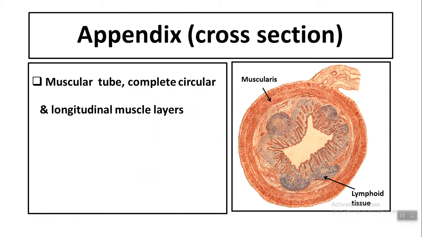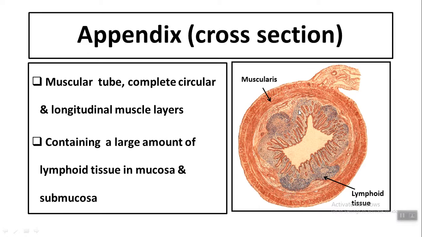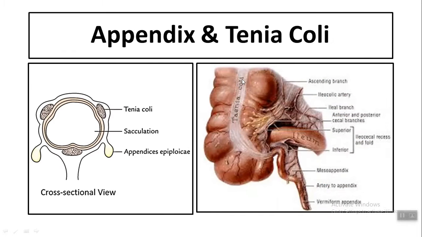If we take a cross section of the appendix, it is a muscular tube. As we said, it is a muscular tube that has a coat of muscularis, meaning an inner circular and an outer longitudinal muscle layer, and it contains a large amount of lymphoid tissue in the mucosa and submucosa. That is the tinea coli of the cecum. At the base of the appendix, meaning the cecum, there are 3 bands of tinea coli. At the base of the appendix, these 3 bands will unite and form a complete layer of longitudinal muscle for the appendix.